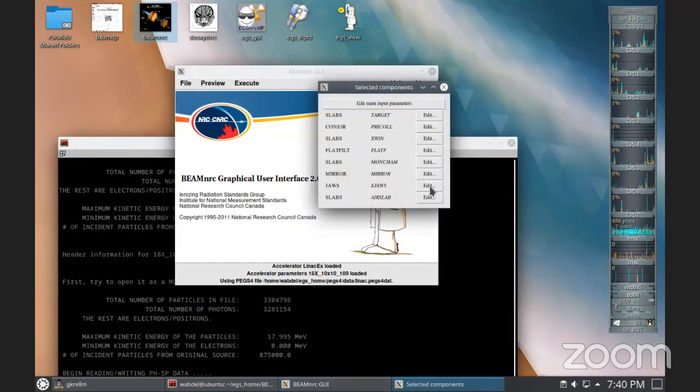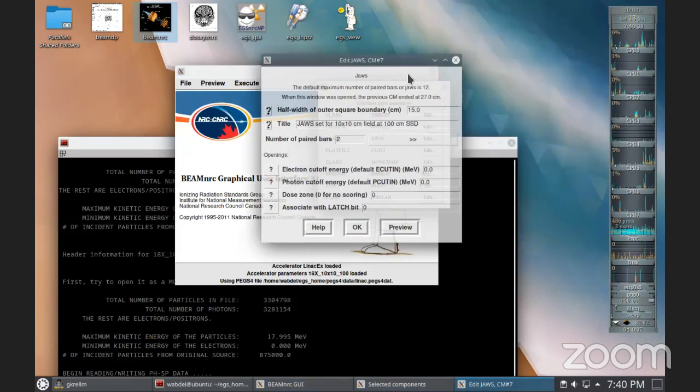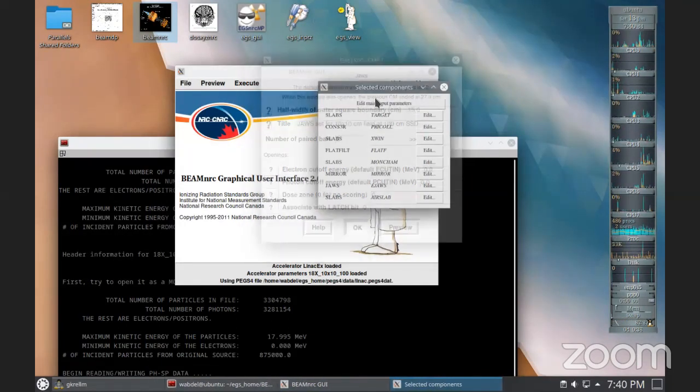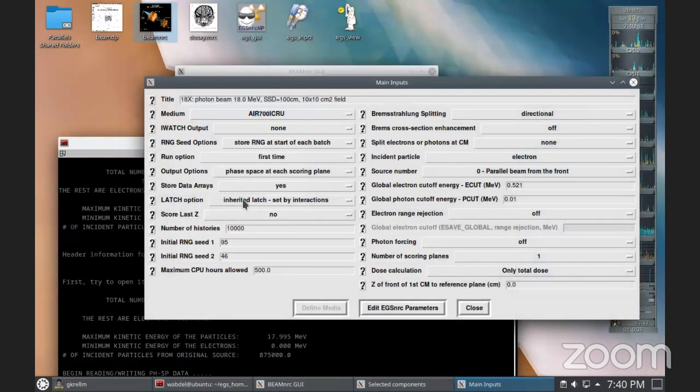So for example, if one is interested to know something about the jaws, about the scattering dose coming from the jaws, let's go and set the latching. So here, it's set, for example, by interaction. So if the particle interacted, then it will be latched, okay? Or it could be by passage. If the particle is going through that region, then you can latch it. So here I've set it per interaction.